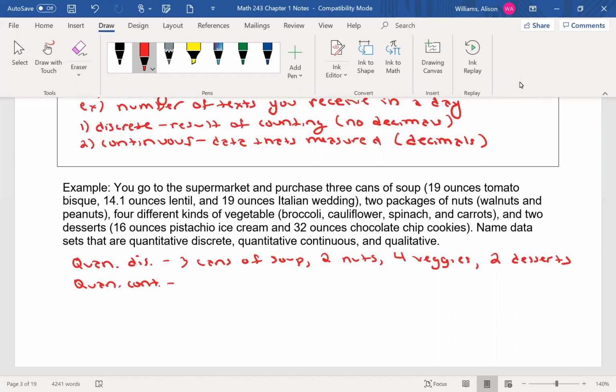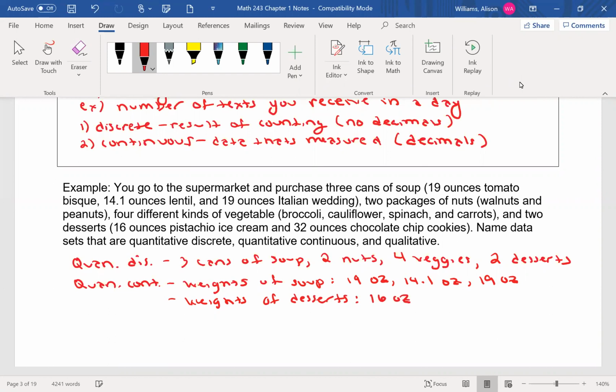Okay, so that would be the weights of soup, in particular, the 19 ounces, 14.1 ounces, and 19 ounces. And it also works for the weights for desserts. So those desserts are 16 ounces and 32 ounces.